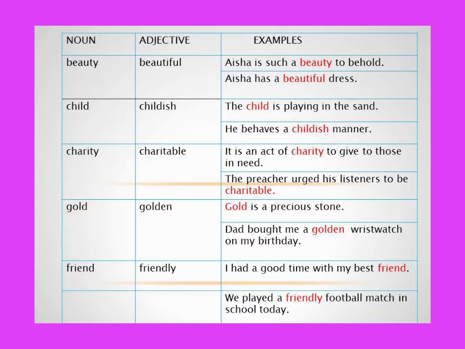Now check out the second example, beautiful dress. Of course, beautiful is in front of the word dress, and it describes dress, which is the work of an adjective, to describe a noun or a pronoun, as we said in the class where we treated that. Then we also have child, childish; charity, charitable; gold, golden; friend, friendly. Now consider examples like: the child is playing in the sand; he behaves in a childish manner.